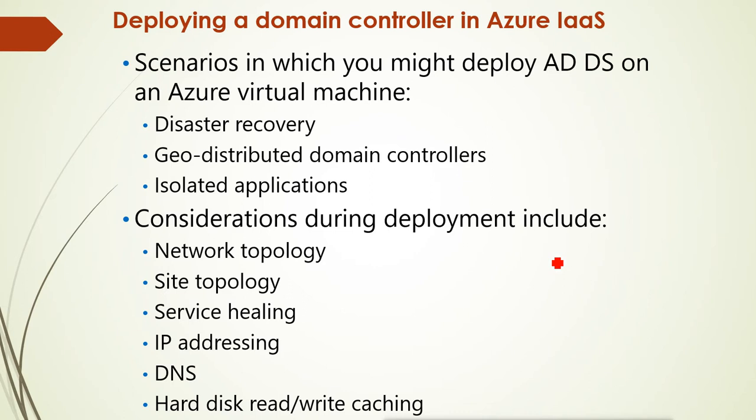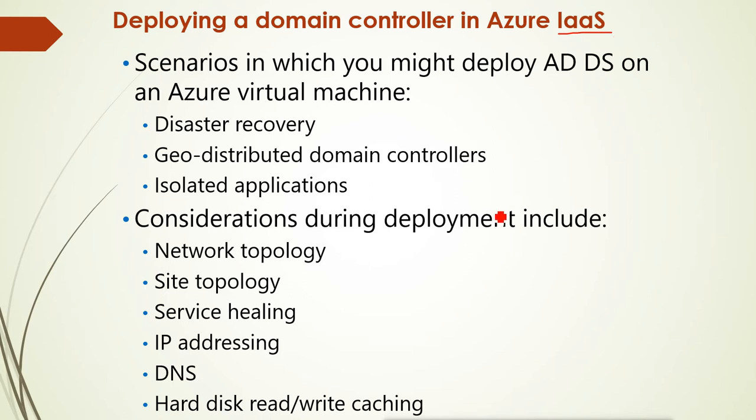You can deploy a domain controller in Azure IaaS. IaaS is infrastructure as a service. It is a cloud service where we get virtual servers. On these virtual servers, we install our operating system or applications. Microsoft Azure is a cloud service which provides cloud services, and within them it also provides infrastructure as a service, the IaaS services.